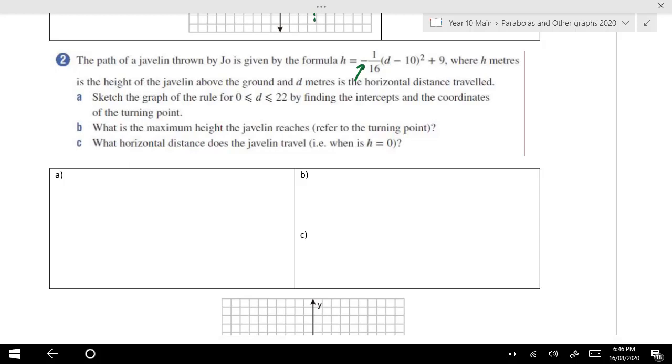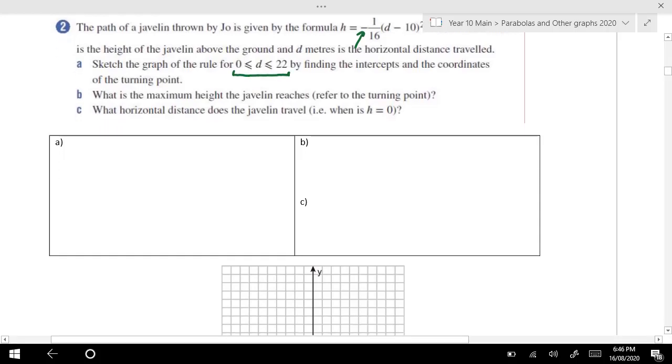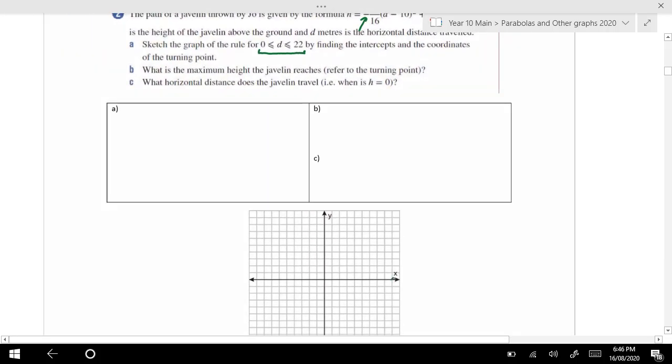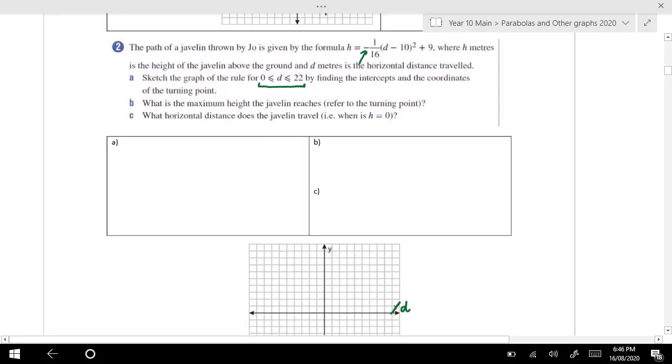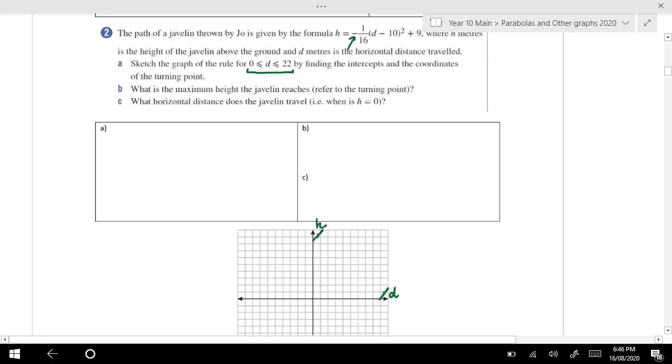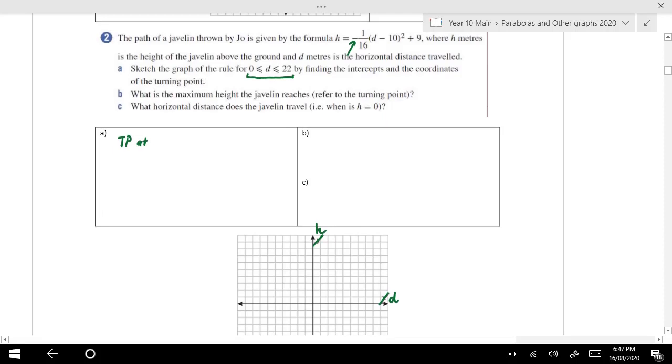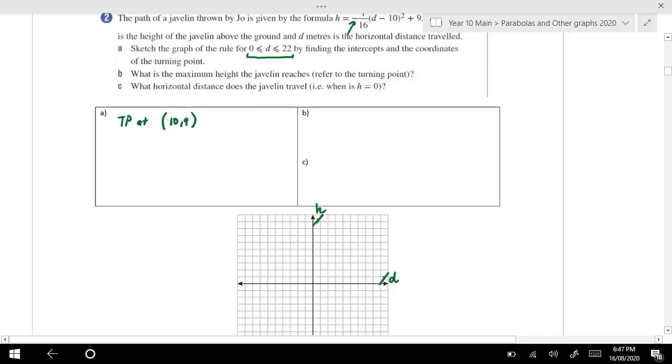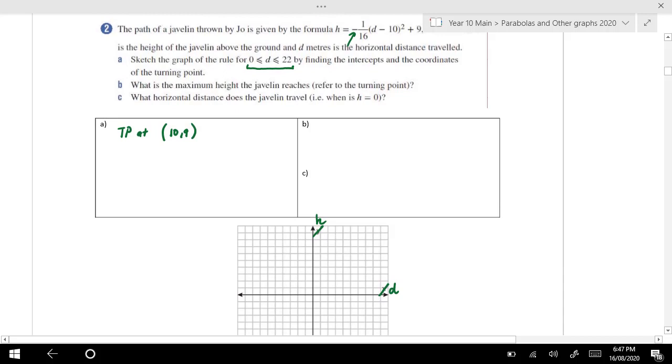It says that we have that D is between 0 and 22. So, of course, let's change this X to D, the distance. And this time, Y again is the height, and the height is going to vary on the distance. So, first of all, we can say that the turning point is at (h, k). So in this case, the turning point is at 10 and 9. Okay, so we can mark that out, 10 and 9. That's going to be the maximum height.